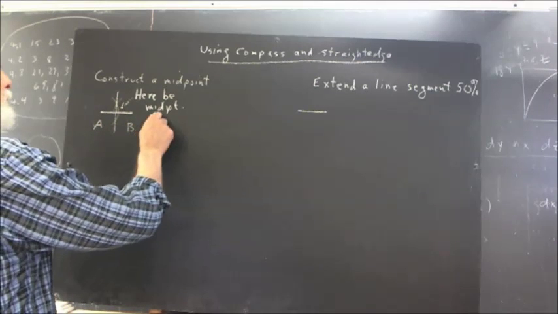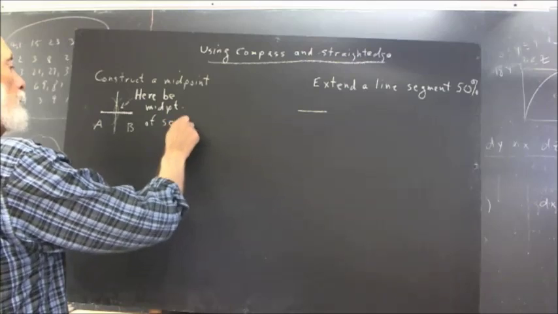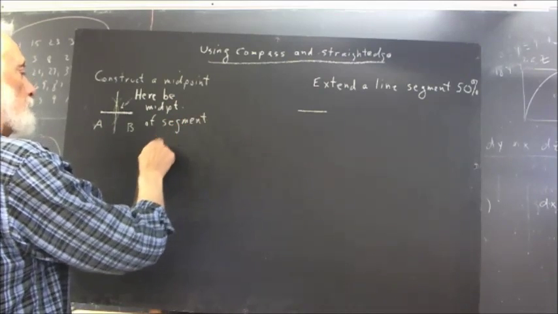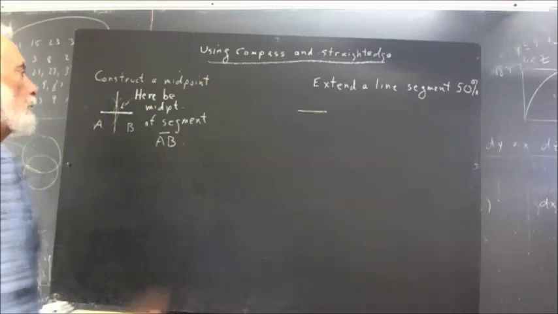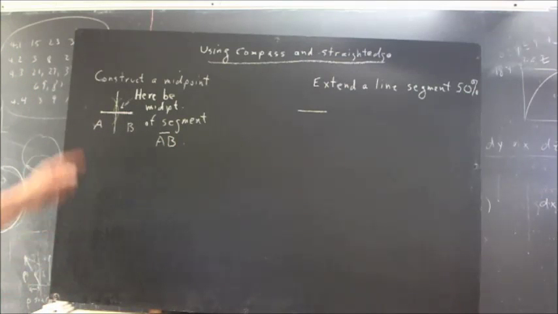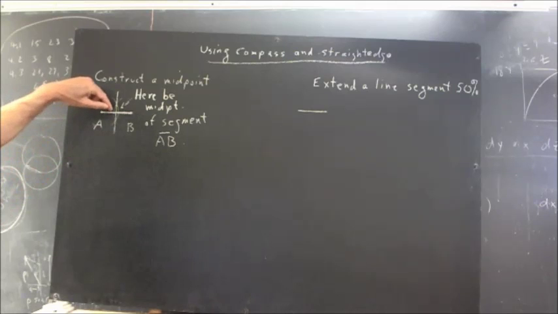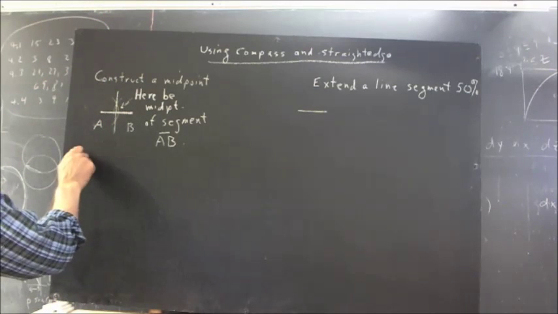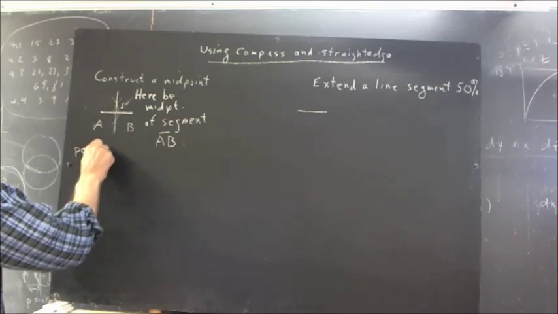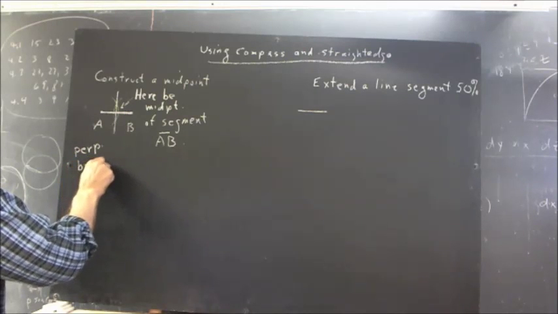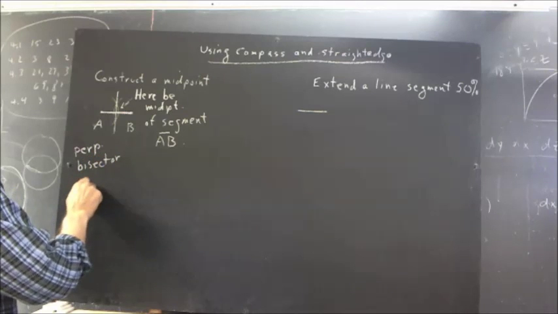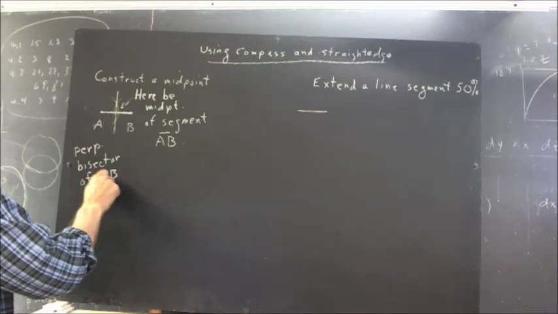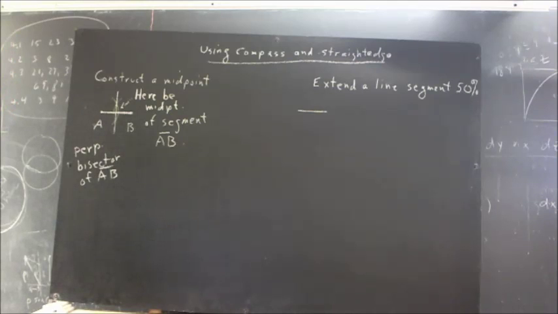And I could say midpoint of segment AB, or the line or the point that's exactly halfway between A and B. Okay, and we also get the perpendicular bisector. So here's the perpendicular bisector of the segment AB. Okay, that's one thing we can do with a compass and straight edge.